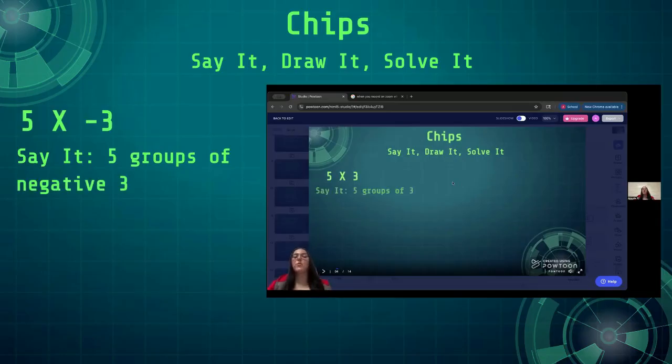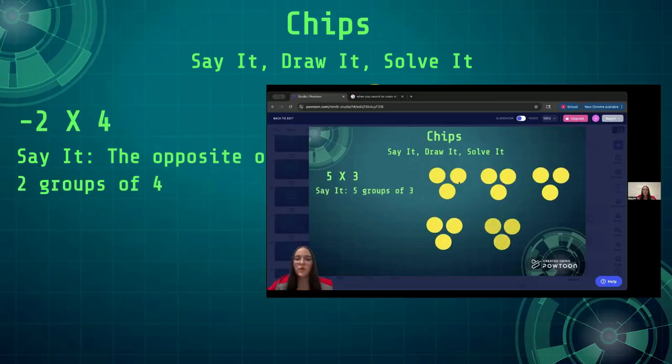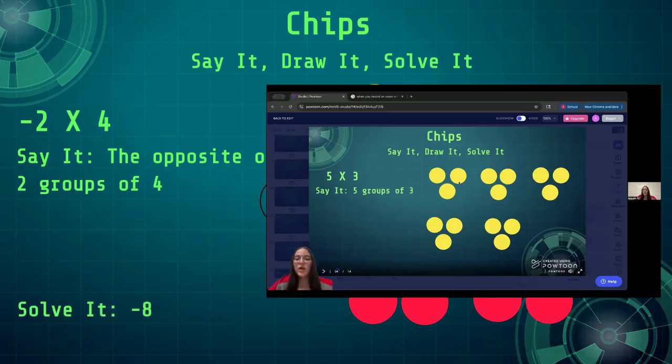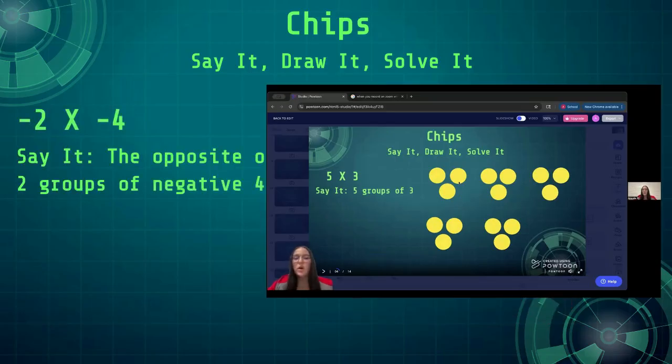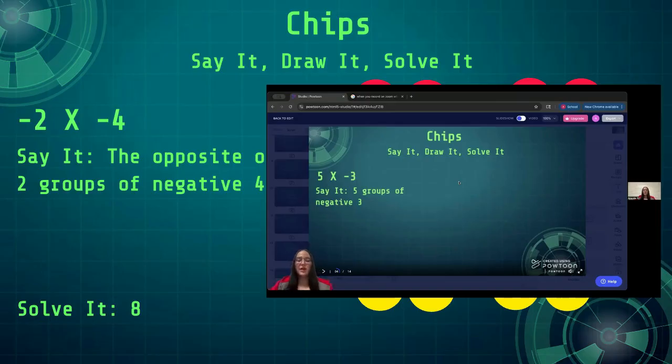So our first problem is 5 times 3. We would pronounce that as 5 groups of 3. Draw 5 groups of 3. So let's draw that. We have 1, 2, 3, 4, and 5 groups of 3 yellow chips. And when we count all of our chips up, we have a total of 15 yellow chips, meaning our answer is positive 15.